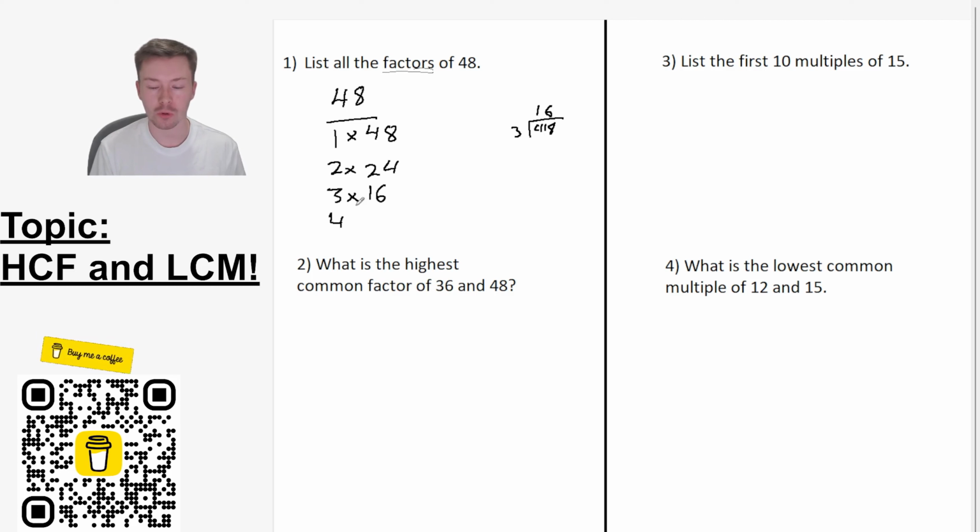Okay, next 4. I know 4 goes into this because it's 4 times 12. I'm running out of space a little bit here. I've deliberately chosen one which has got a lot of factors so that with this systematic approach, you can really see it. So 4 times 12. Next, I'm going to try 5. Now, would 5 go into 48? Well, no, because it doesn't end in a 5 or a 0.